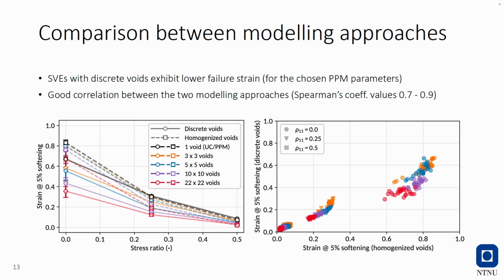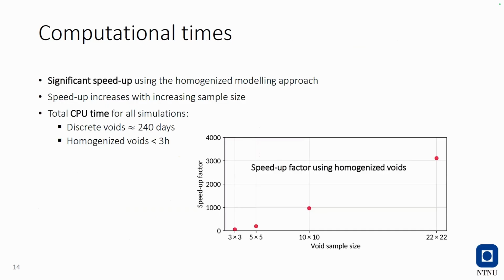And this you can see in the correlation here between failure strain for the homogenized voids along the x-axis and the failure strain for the discrete voids on the y-axis. You can see that they correlate pretty well, which is good because then we can use this homogenized approach to get the same type of results and predictions.